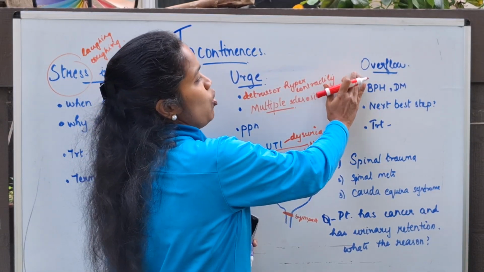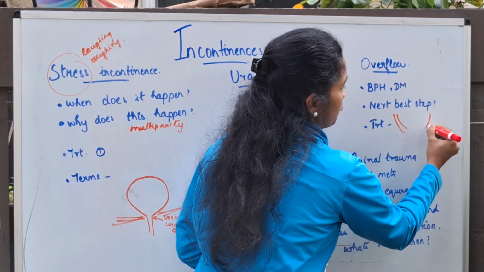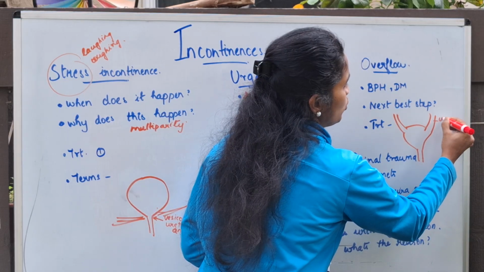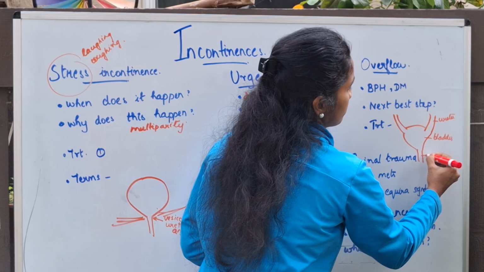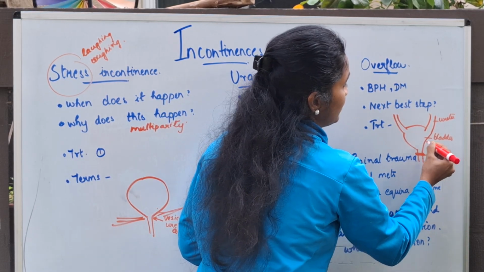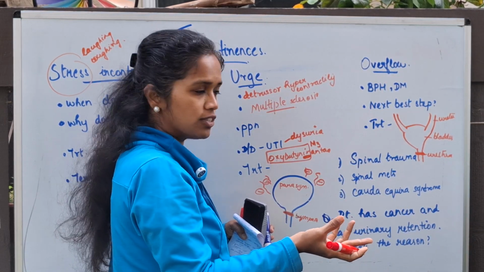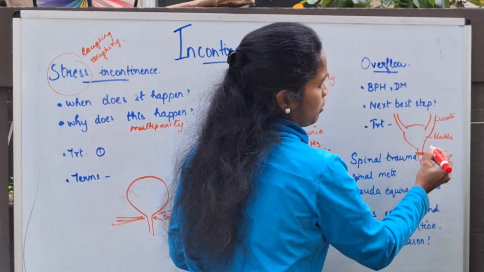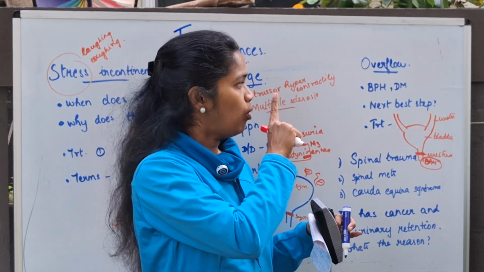The next one is about overflow incontinence. As the name says, we have the bladder, the urethra over here, and this is the ureter. So when there is an obstruction at this part, this can result in overflow of the bladder and resulting in overflow incontinence. So why would we have an obstruction here? This obstruction can be due to benign prostatic hypertrophy, or BPH. Sometimes this is one important cause for overflow incontinence.